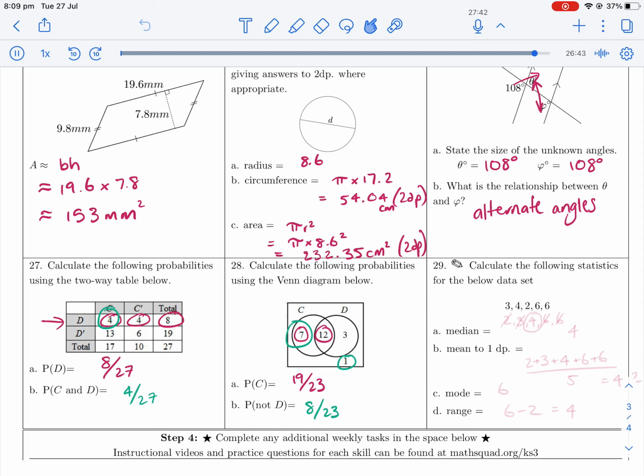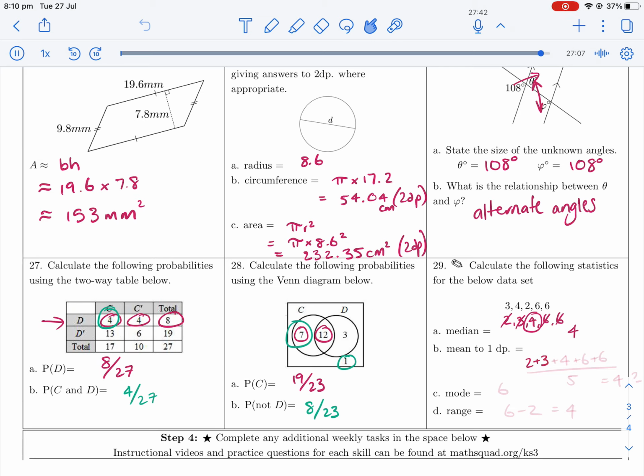All right, the median. The median is the middle number. That means you need to put the data set in order from smallest to largest. So 2, 3, 4, 6, 6. You cross off until you find the middle number. 4 is the median. To find the mean, you add them all together and divide by how many there are.